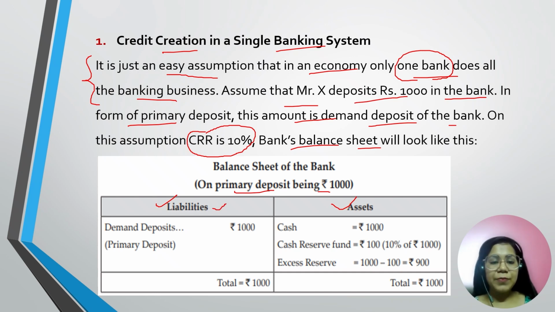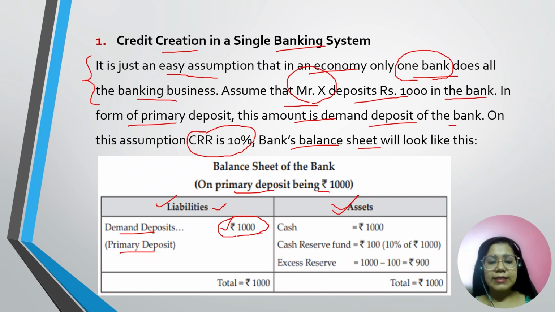Liabilities is something that banks will have to pay back or pay off. So these demand deposits or the primary deposits are the bank's liability. So this 1000 rupees is a liability because the consumers, the customer, or here in this case Mr. X, can anytime demand back this 1000 rupees and the bank will have to pay it back. Now let's see in the assets.